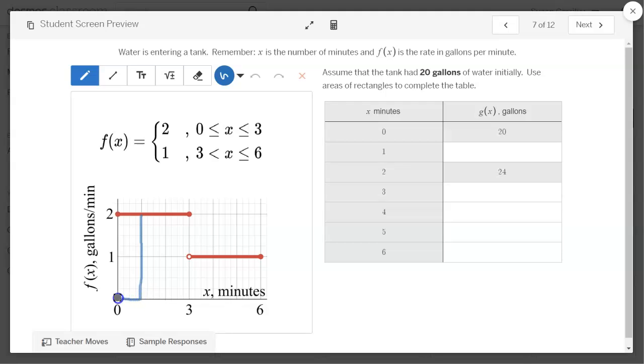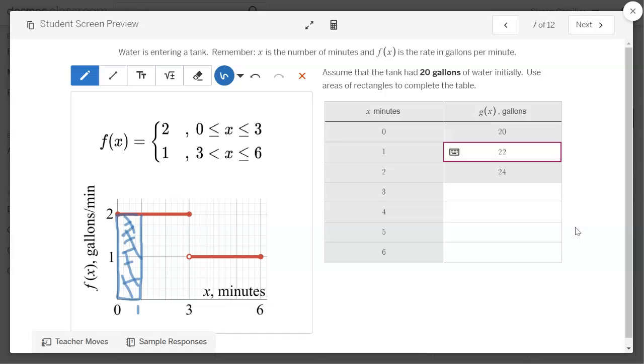So we can draw in a rectangle here. And we can get this area inside here. You could color it in or not. I usually color these in, but it looks pretty bad. My bad. Sorry about that. All right, but the width of this would be 1, and the height would be 2. So this area is 2. So that means it started with 20 gallons. Well, after 1 minute, 2 more gallons should be in there. So it's up to 22, and they would type that in.